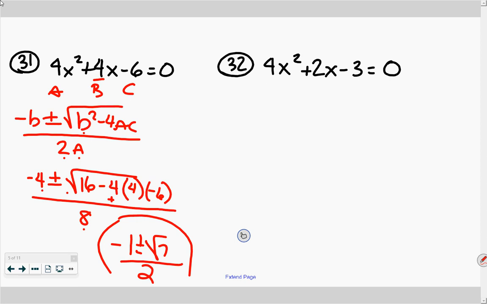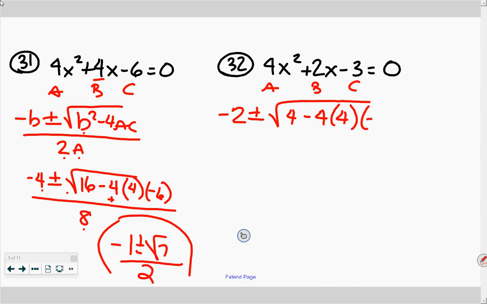Okay, 32, same thing. Here's my A, my B, and my C. Okay, so it's negative B, so it's going to be a negative 2, plus or minus B squared, so 2 squared is going to be 4, minus 4 times A times C. So again, I'm going to wind up with a positive underneath here because I have a negative times a negative. Okay. And all of that's over 2 times A. Well, 2 times 4 is going to make it 8.